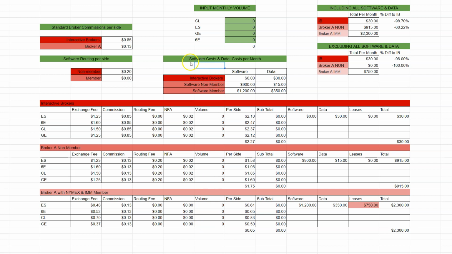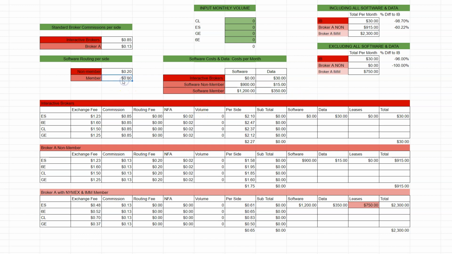If we move over to software costs per month, you'll see Interactive's free software, $30 a month for the data. Software for a non-member is $900. Okay, on this basis, to make life simple and to keep a kind of worst case scenario, I've taken the full package of one of the major software providers and just bumped that in. This is the non-pro, so it's $900 a month for that, plus $15 data. This is a pro version, so it's $1,200 a month and $350 for CBOT, CME, and NYMEX, just to kind of throw everything in there.